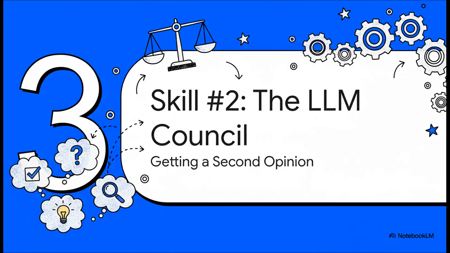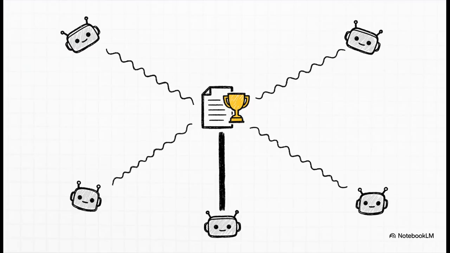All right, on to skill number 2. So if grounding is all about limiting the source material, this next skill is about getting a second, and a third, and maybe even a fourth opinion. Instead of putting all your faith in just one AI model, you assemble what we're going to call an LLM council to check the work. And get this, the method is so solid, it was actually used to create some of the source material for this very explainer.